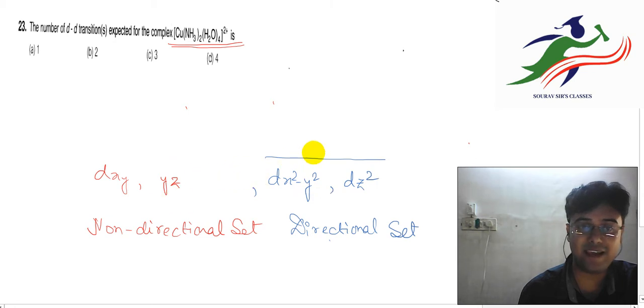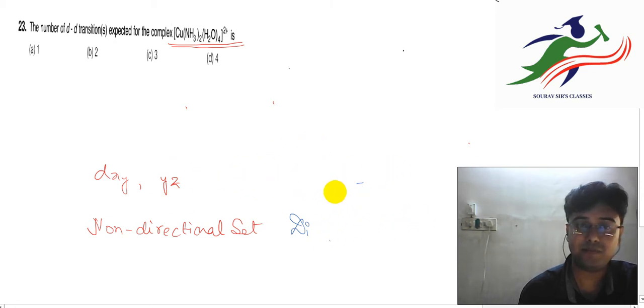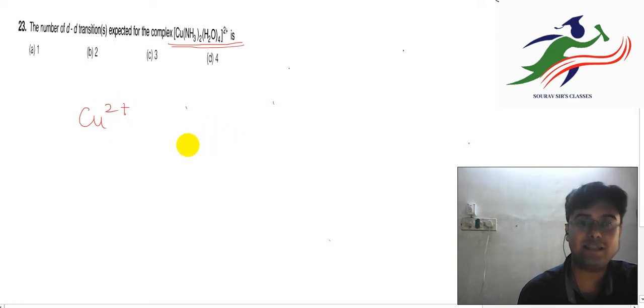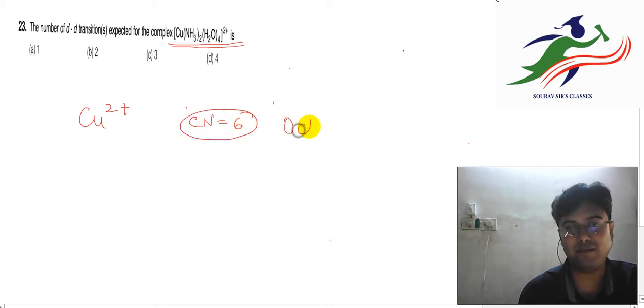So we can say that this complex has the central metal ion, that is the copper ion, ligated by 6 ligands. That means its coordination number is 6. For coordination number 6, we have the octahedral geometry.